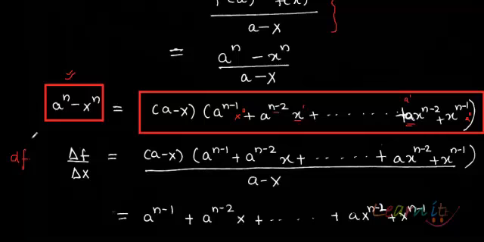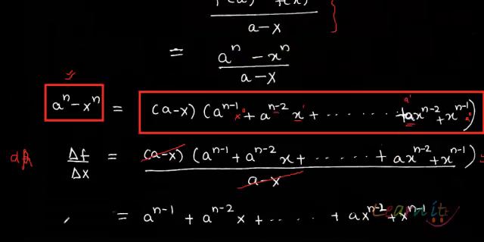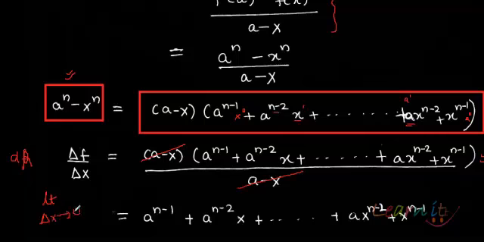My difference quotient, del f upon del x, becomes as follows. Now what will happen here? A minus x will cancel out from the numerator and denominator. What will remain is the powers of n minus 1 and lower. Next, I have to take the limit as change in x tends to 0, which means that a tends to x.